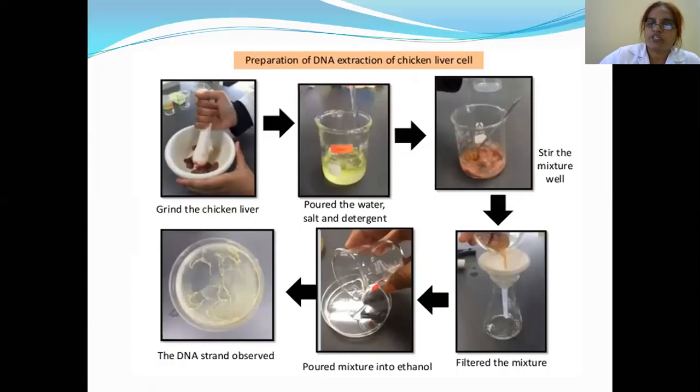This is also a preparation of DNA extraction from chicken liver. For this purpose, first you take the chicken liver and blend it using a mortar and pestle. Now this material is added into the beaker, which also contains the water, salt and detergent. Mix it thoroughly. Now this mixture is filtered using a strainer or filter. Now the filtered one is added into a separate test tube. Now add the alcohol. See the DNA strands.